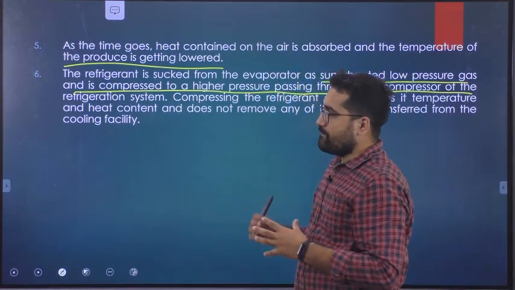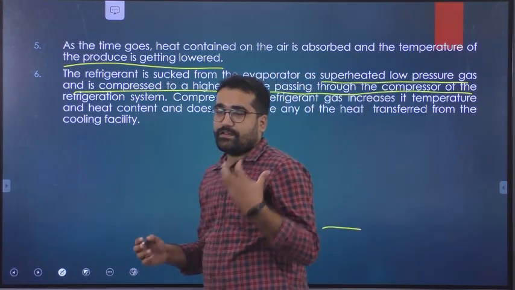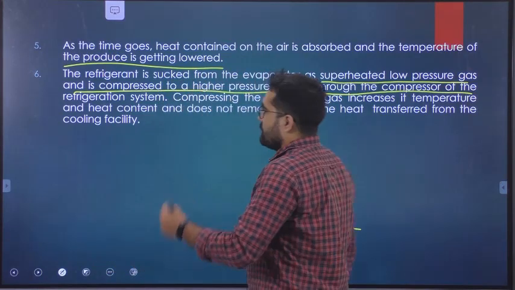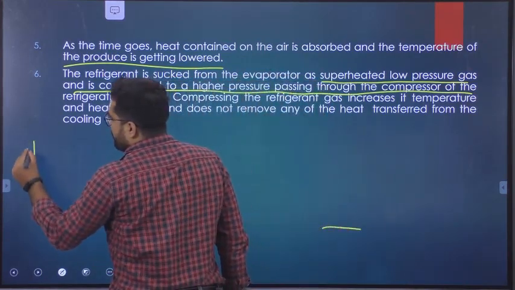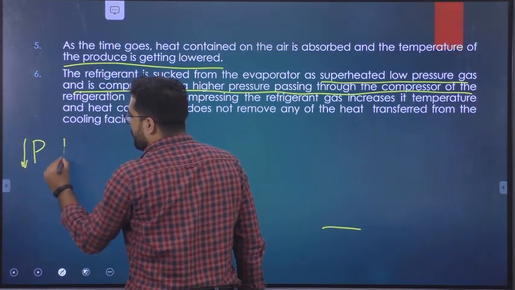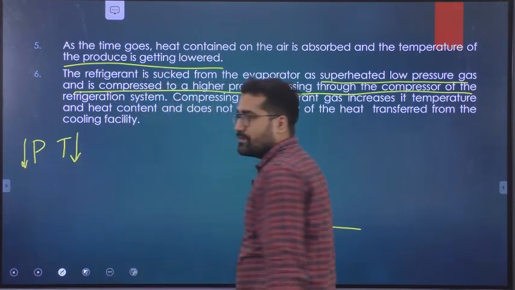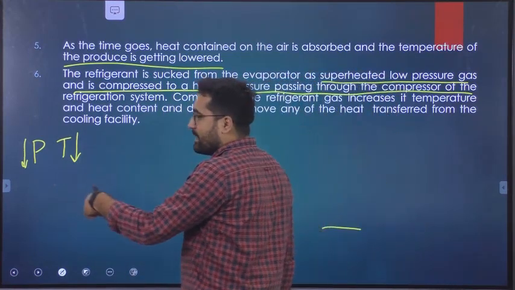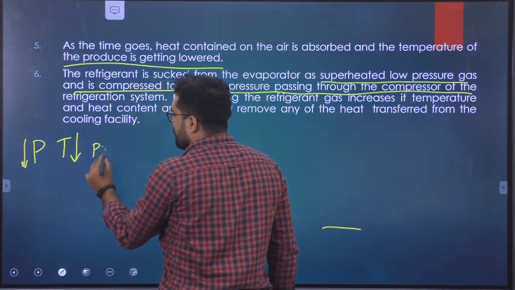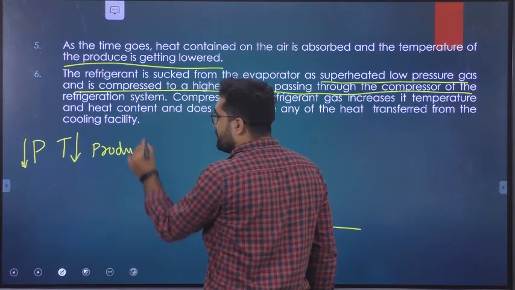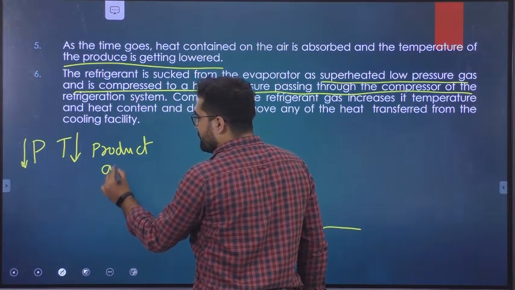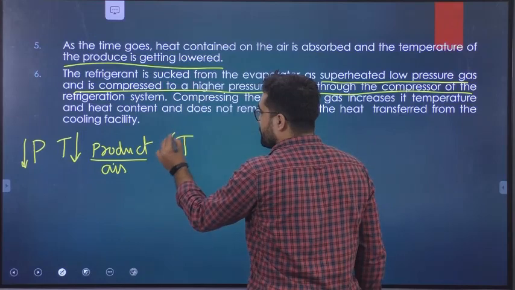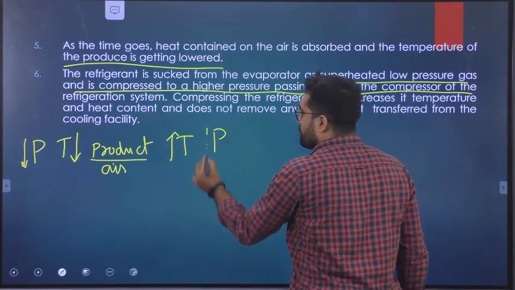So first our refrigerant was at a low pressure. Now first we have to increase the pressure. Our refrigerant was at low pressure and low temperature. Now we have to increase the pressure, but when heat transfer occurs between the product and the refrigerant, in our case air, what happens? The temperature of the air is raised, but the pressure is still low.